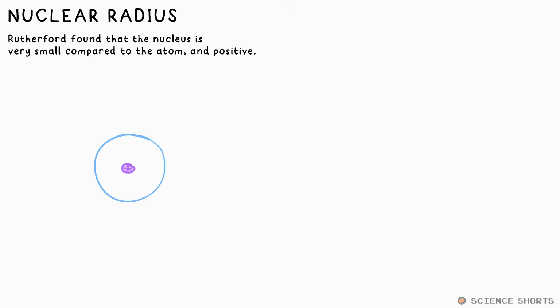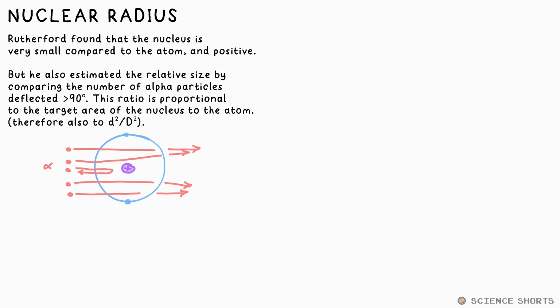You should remember from GCSE that it was Ernest Rutherford who discovered that the nucleus was positive and small relative to the size of an atom. But he also estimated how much smaller it was too by comparing the number of alpha particles deflected back through an angle greater than 90 degrees to those that went through. This proportion gives you the ratio of the area of the target circle of the nucleus compared to the atoms.